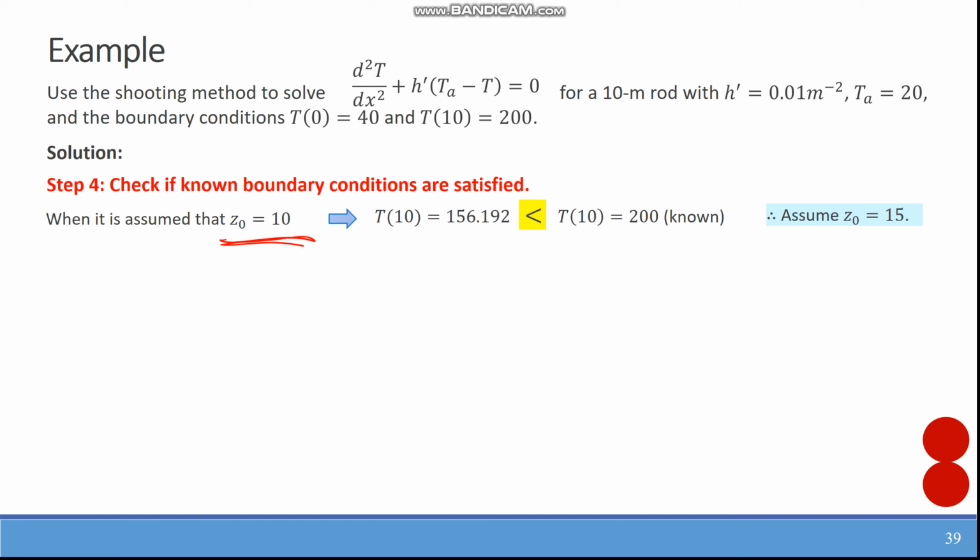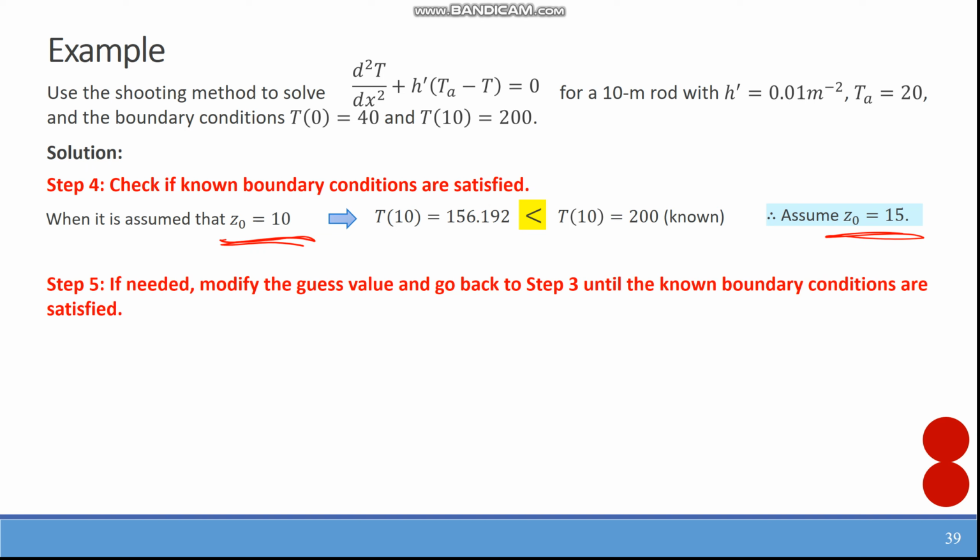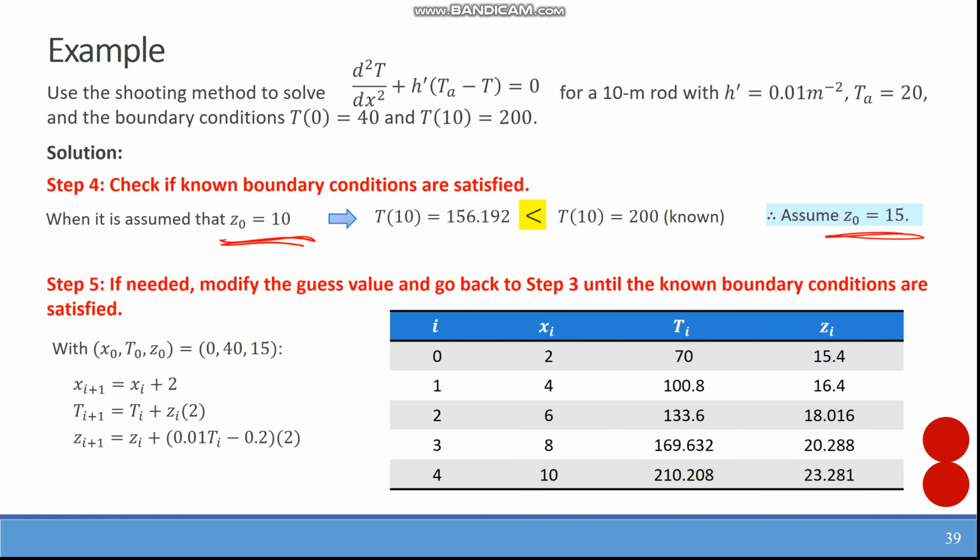So next is we assume another value of the first derivative, or z naught. Let's say we use 15. So by using 15, by applying again all those steps, we arrive at this result, where at x is equal to 10, that is already at 210.208. So this is much closer than the first assumption when z is equal to 10, or when the first derivative is equal to 10.